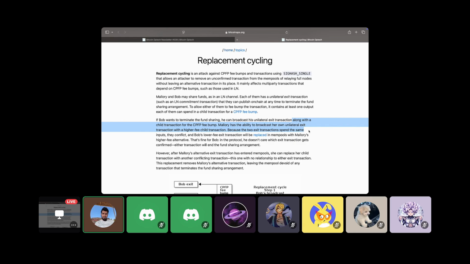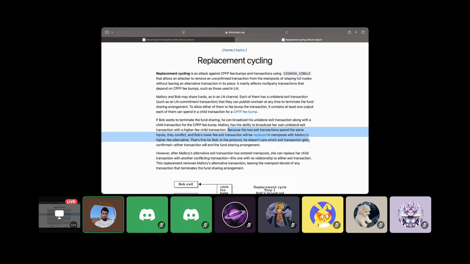Obviously, miners cannot mine both Bob and Mallory's transactions because they contain the same input, right? And double spend is not permissible in Bitcoin. It violates the consensus rules and the very existence of Bitcoin for that matter. So the miners have to make a choice. Either they mine Bob's transaction or they mine Mallory's transaction. Now, in this case, Mallory is paying a higher fee. So the miners will be inclined to choose whose transaction? Obviously, Mallory's transaction, right? Now, because the two exit transactions spend the same inputs, they conflict. And Bob's lower fee exit transaction will be replaced in mempools with Mallory's higher fee alternative.